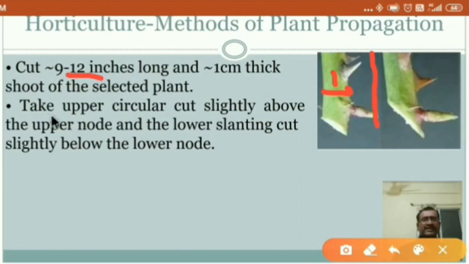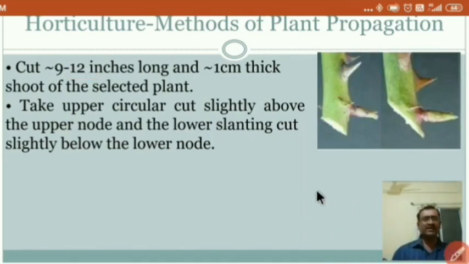Second, take an upper circular cut slightly above the upper node. For example, this is the node, and above the node the circular cut is taken. Then the lower slanting cut is taken slightly below the lower node. This is the lower node, and below the lower node a slanting cut is taken. In this way, the uppermost and lowermost cuts are taken.